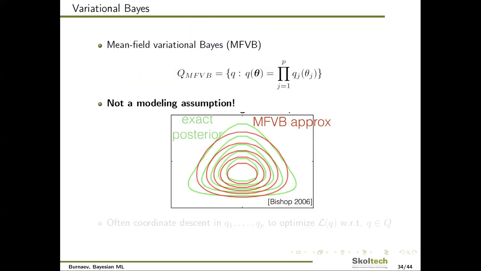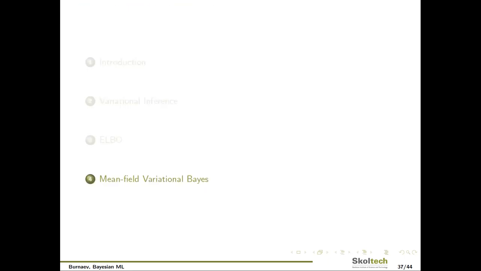So it means it's not a modern assumption. And also another note here that we don't assume any particular form of Q_j. So it can be any distribution. We just assume that it's a factorization of the whole distribution into these parts. So in this sense, we say that there is no modern assumption. Okay. So let's try to see something about it.